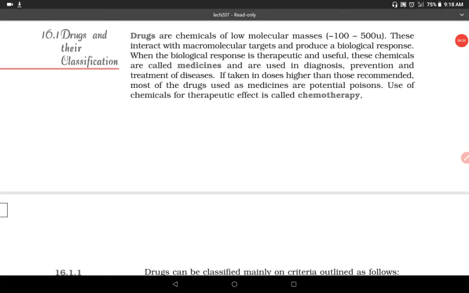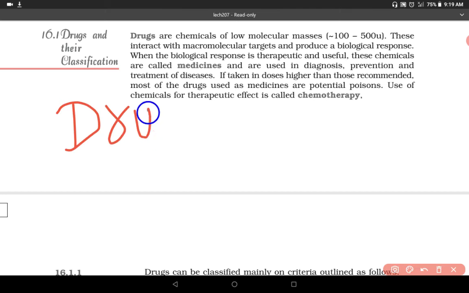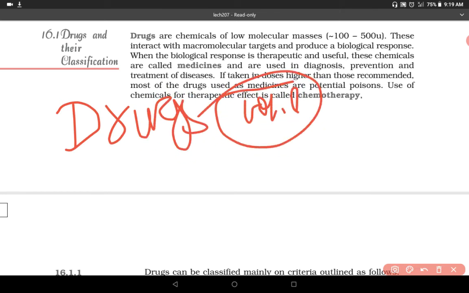When these biological responses are useful for mankind, for example if they treat typhoid, malaria, or today's coronavirus, then it is useful and it is called medicine. That's what they say. First, drugs. What are drugs? Drugs are of lower molecular mass. You already know about lower molecular mass. They interact with a molecular target and produce a biological response.